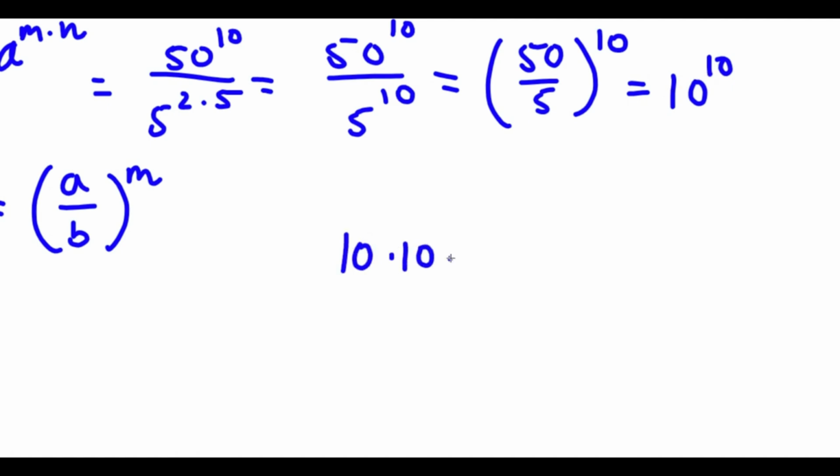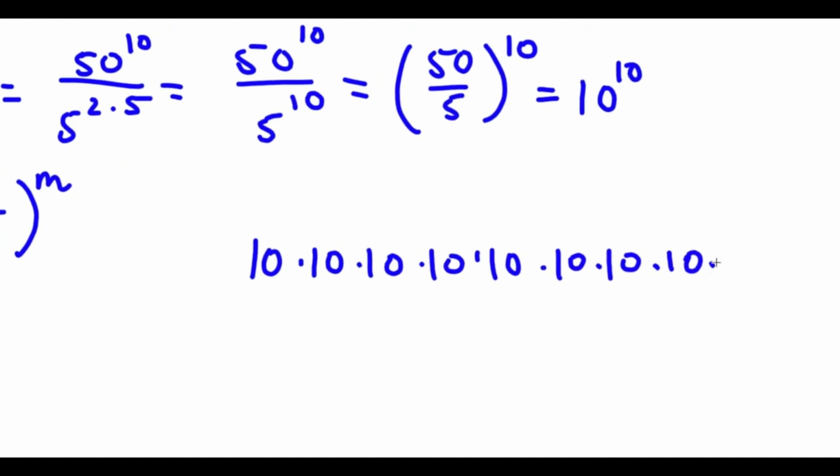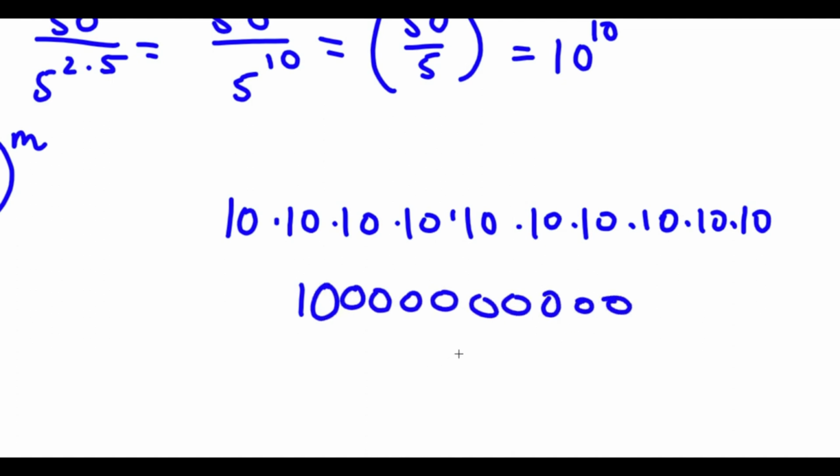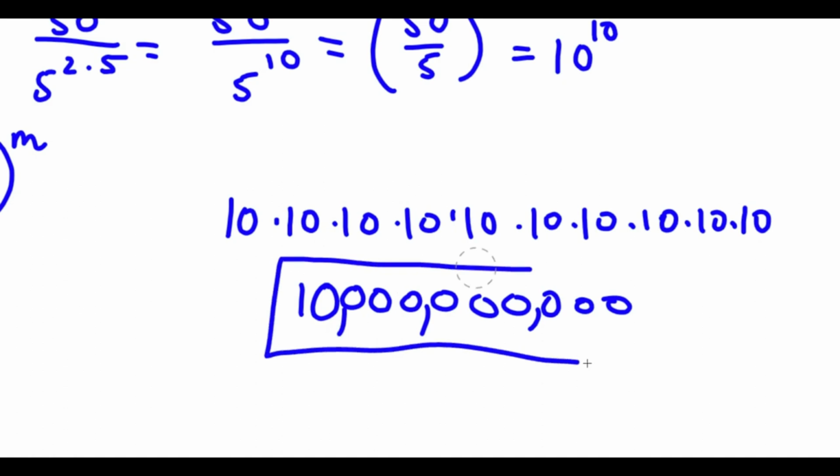So I have 10 times 10 times 10 times 10 times 10 times 10 times 10 times 10 times 10 times 10. Well, now we have 10 zeros here, meaning this is the same thing as 1 with 10 zeros. So I have 1 with 1, 2, 3, 4, 5, 6, 7, 8, 9, 10 zeros. So now our answer here is going to be 10 billion. So 10 billion is our answer to this problem.